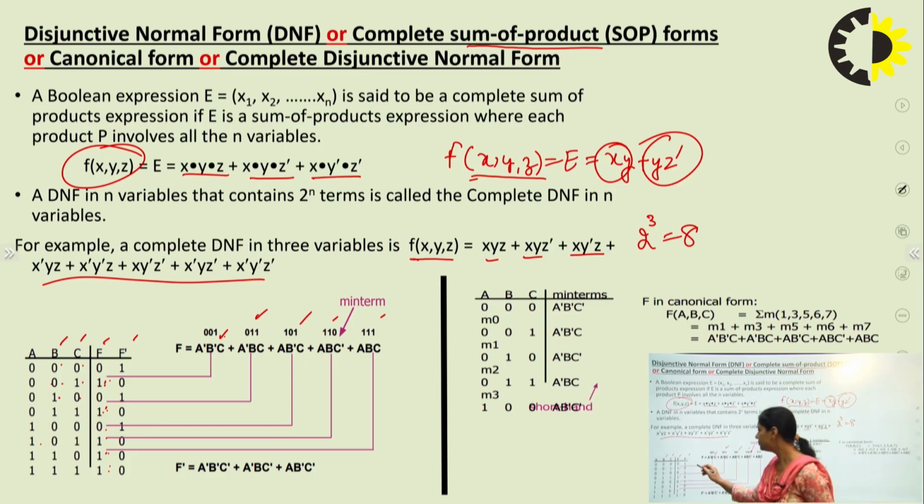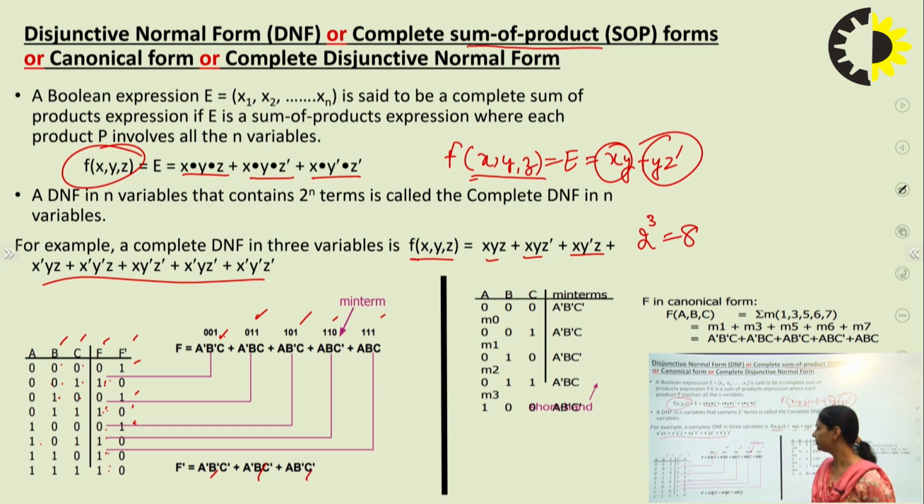Similarly, we have another function here where we again have 3 ones. So we'll have 3 terms over here. The first one would be A complement, B complement, C complement. The other one would be A complement, B, C complement. Then we have A, B complement, C complement. So this again becomes the SOP form.